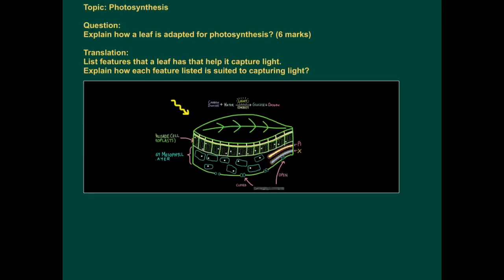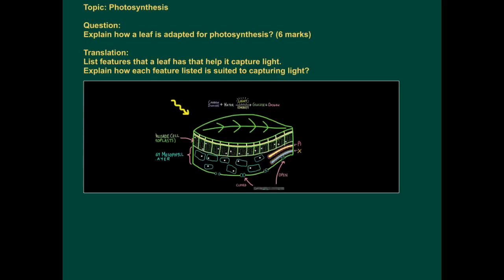Now, this can be a little bit of a misleading question because you could technically talk about carbon dioxide and water in this question because they are needed for photosynthesis, but in exams, generally speaking, when they ask this question, they're really asking about adaptations in terms of capturing light. So to translate this question, list features that a leaf has that help it capture light and explain how each feature listed is suited to capturing light.